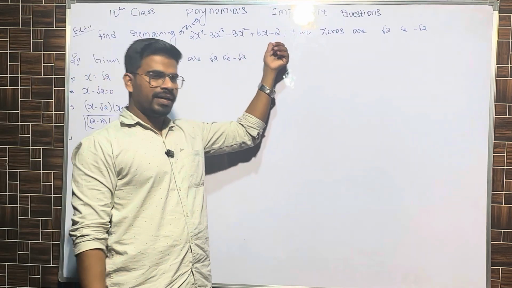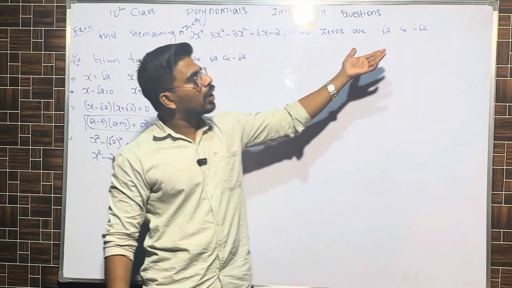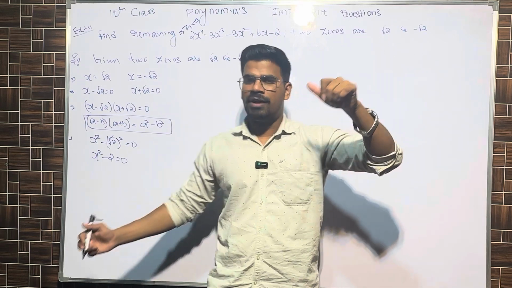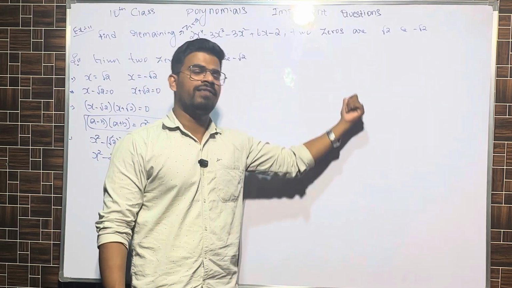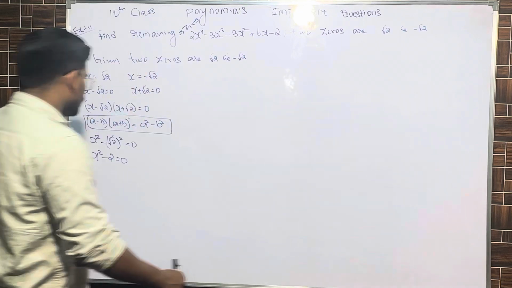We got the dividend in the question. The divisor we found using the 2 zeros. We'll divide and find the quotient q of x.